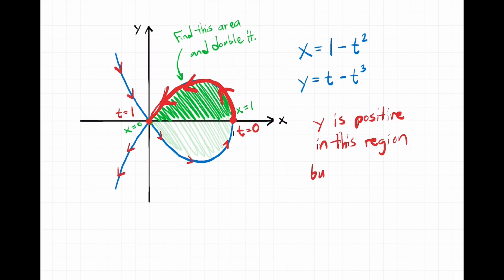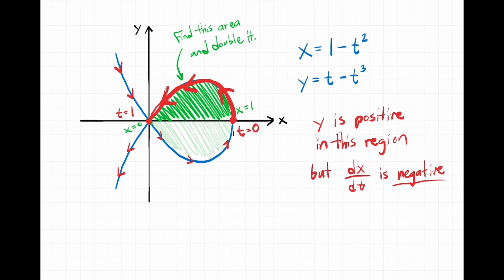But dx/dt is negative. And since dx/dt is part of our integral, that's why we're getting a negative result. It's because our integrand actually comes out negative, because you're taking the positive y times the negative dx.